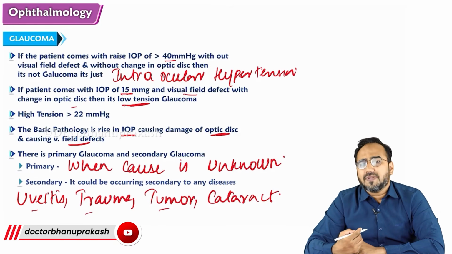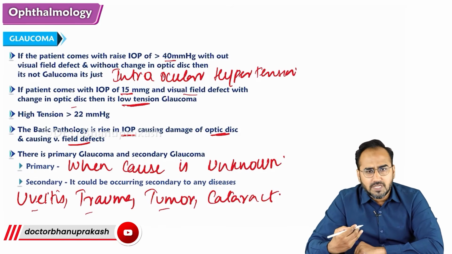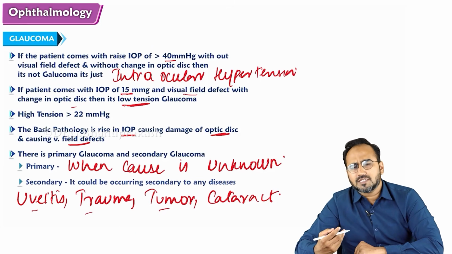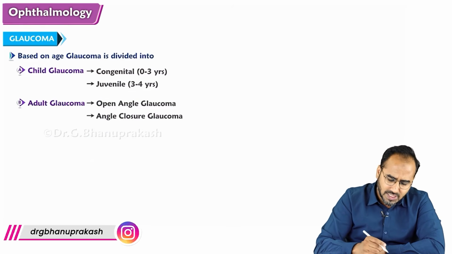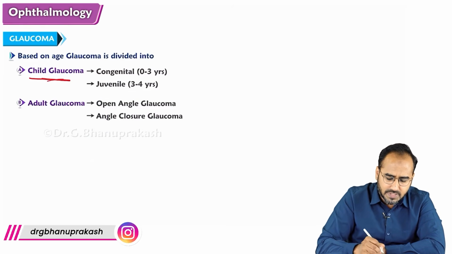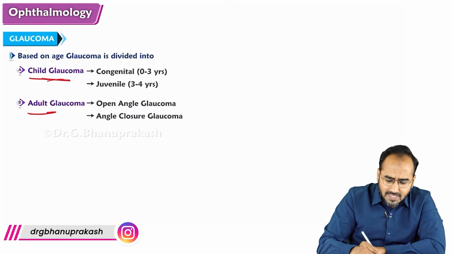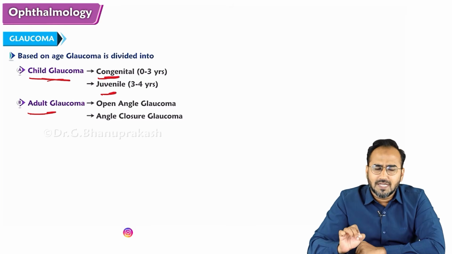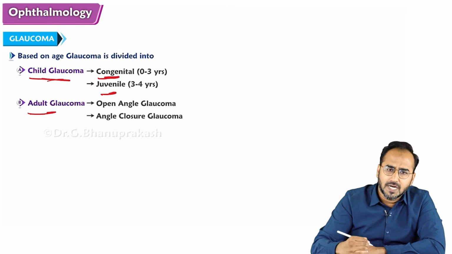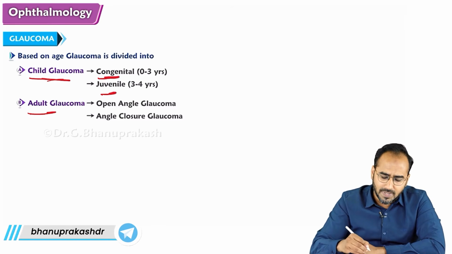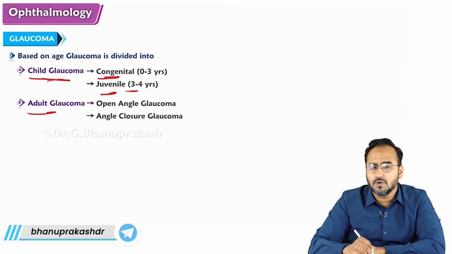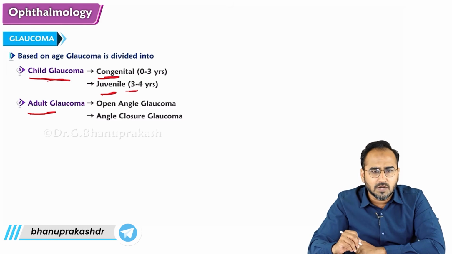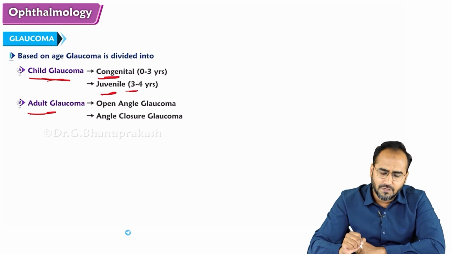Now, based upon the presentation, glaucoma is divided. Based upon the presentation means, is it presenting at an early age or at a late age? It is called child glaucoma or adult glaucoma. Child glaucoma is divided into congenital and juvenile. Congenital means the patient develops glaucoma from birth till 3 years of age. Juvenile glaucoma is glaucoma developing after 3 to 4 years of age.